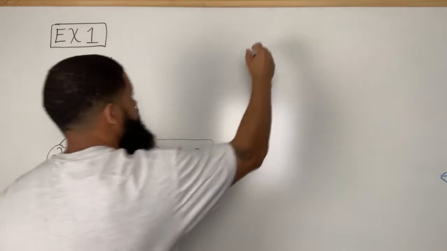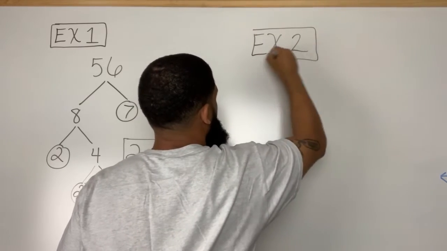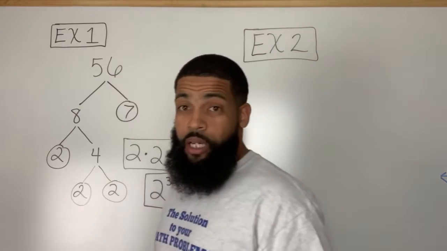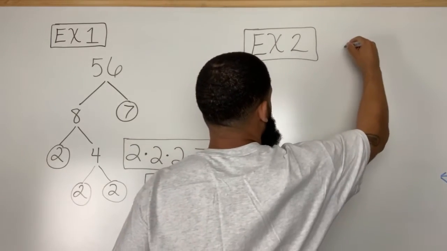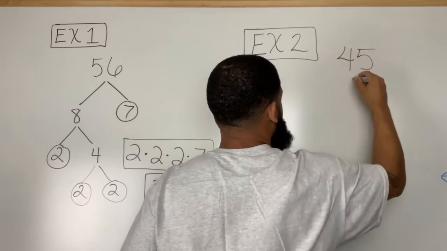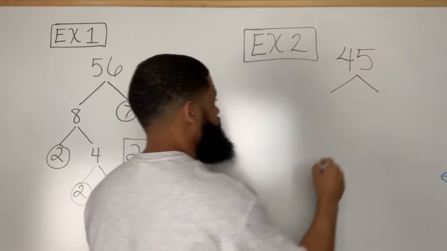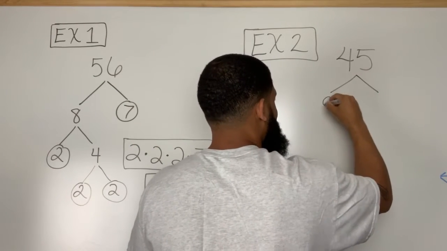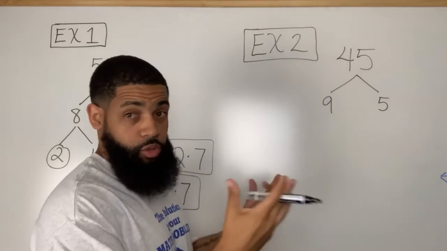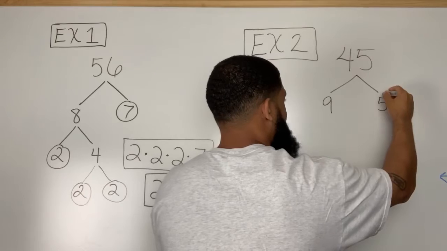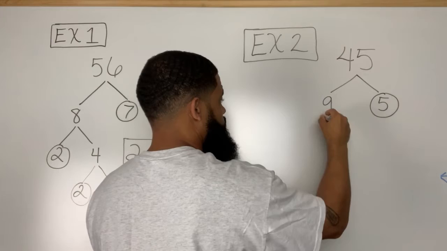All right? Let's do another example. Now we're going to do the same thing, but we're going to use the number 45. Okay? So I have the number 45, and I want to break it down to all prime factors. So I'm going to say 9 times 5. And you can start off with any two factors when you're doing these factor trees. I chose 9 and 5 because that's the one that always comes to mind with me. 5 is prime, so I'm going to circle it.